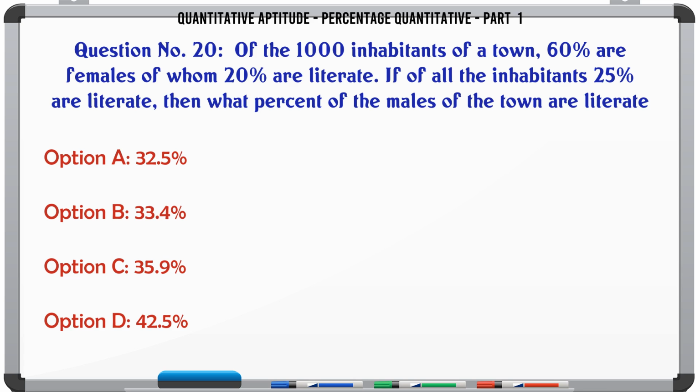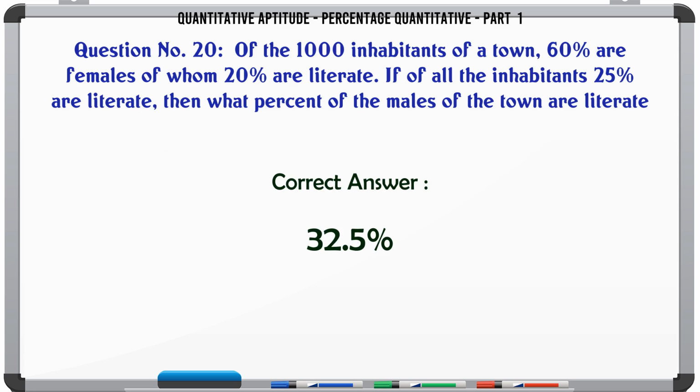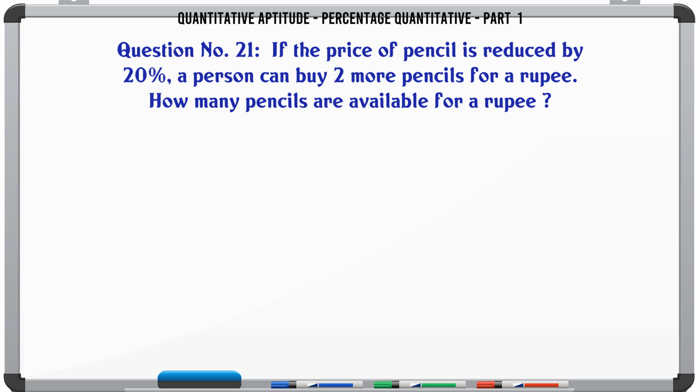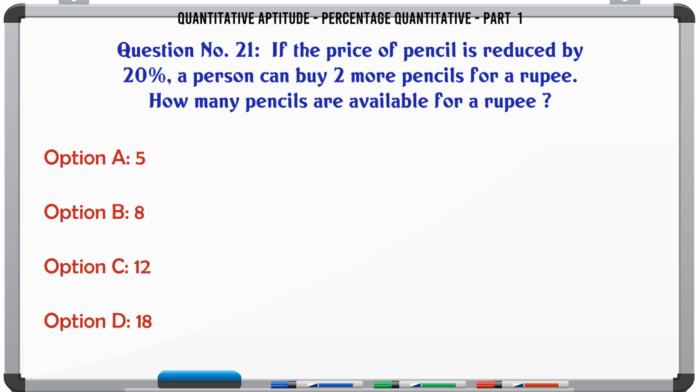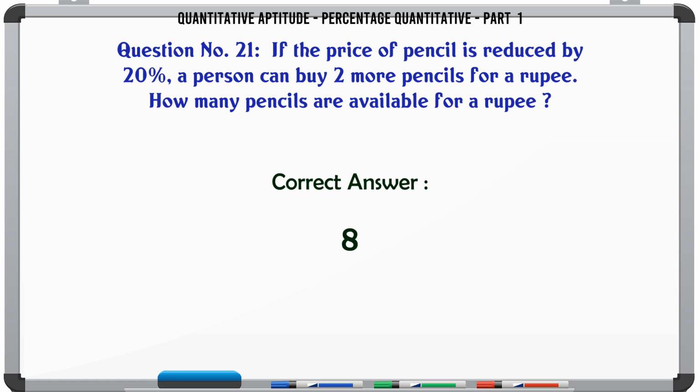32.5%. If the price of pencil is reduced by 20%, a person can buy 2 more pencils for a rupee. How many pencils are available for a rupee? A. 5, B. 8, C. 12, D. 18. The correct answer is 8.